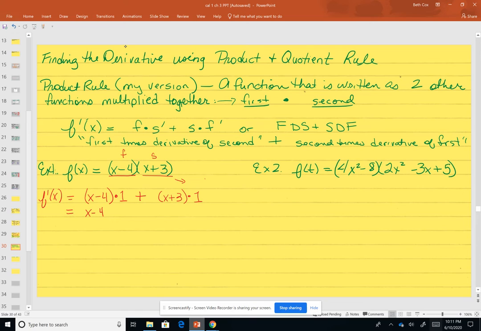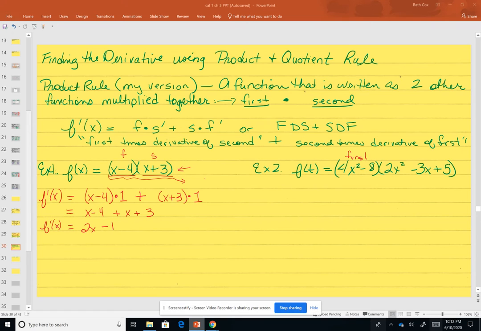And then I've got to simplify this. Well, this is pretty easy. There we go. So x plus x is 2x, and negative 4 plus 3 is negative 1. And so that's it. Now, you could actually multiply out those two binomials and get a trinomial and take the derivative of the trinomial. But the idea is that you don't have to. You're going to learn this new rule for finding the derivative of two functions multiplied together, because multiplying it out is not always the best way to do it. With polynomials, however, you can do either way.